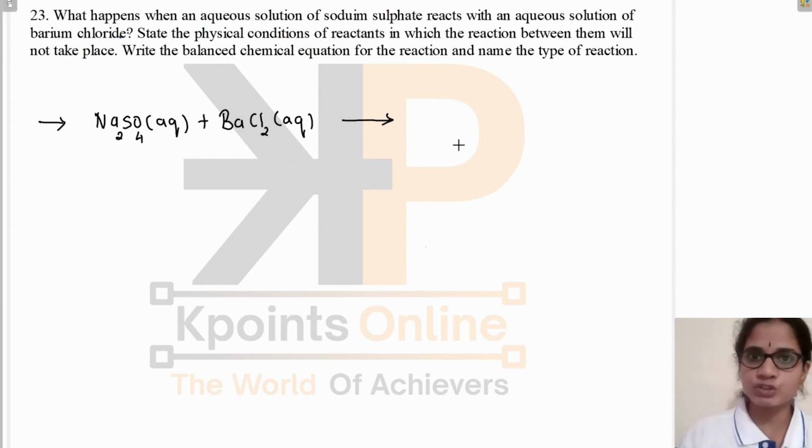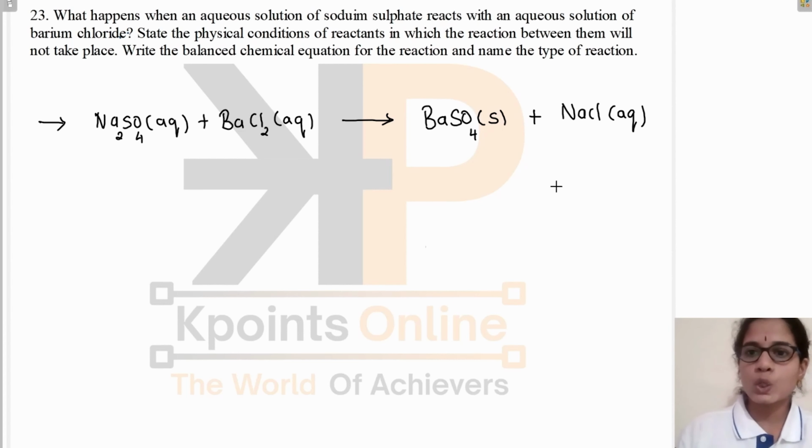There is an exchange of ions that takes place to form barium sulfate, a precipitate formed in the reaction. So I have written S for this. Then sodium chloride. Also we have to balance the equation here, to balance the chlorine atoms. Now sodium atoms are balanced, chlorine atoms are also balanced. What about sulfate? Yes, it is also balanced.